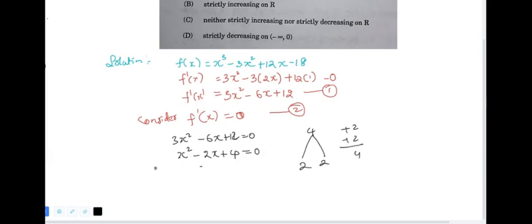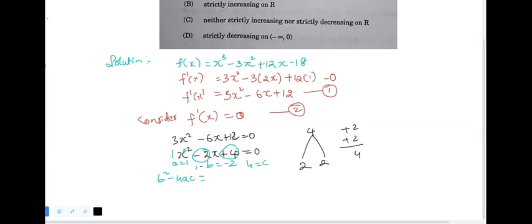So we don't have 4 here. So we can go for the discriminant method, that is b square minus 4ac. Here a will be 1, b will be minus 2 and c will be 4.